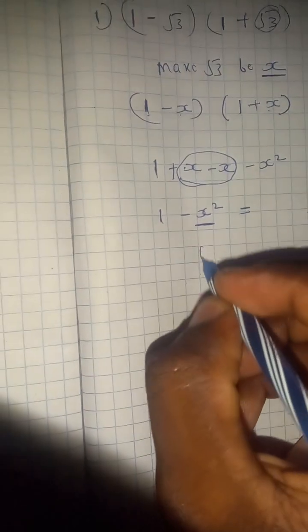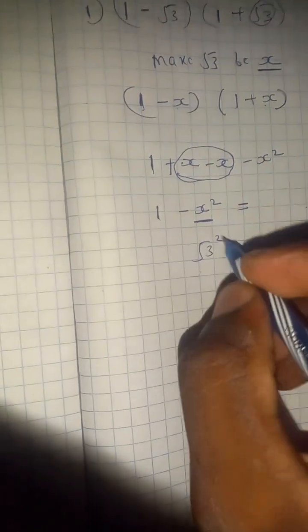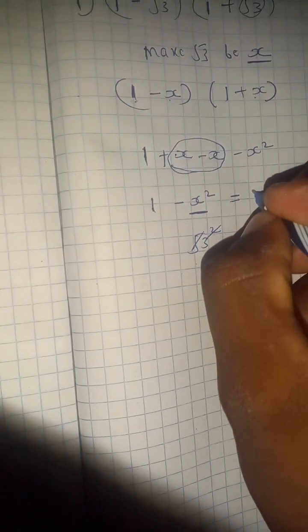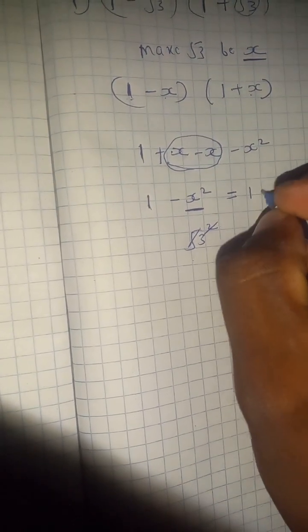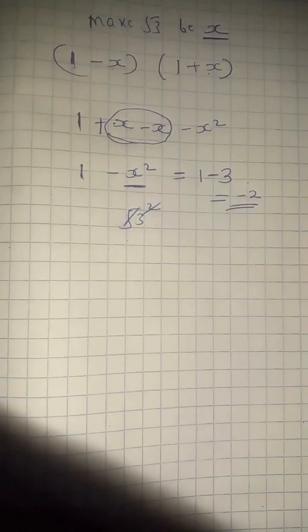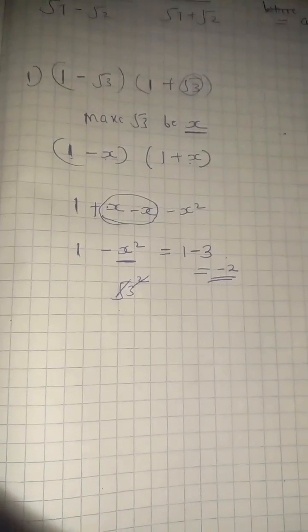Now you replace x with root of 3, so it will be root of 3 squared. So it will be 1 minus 3. The answer will be negative 2. So that was simplifying the surds.